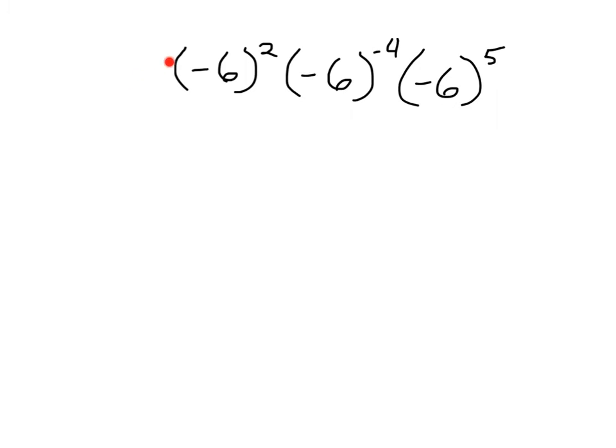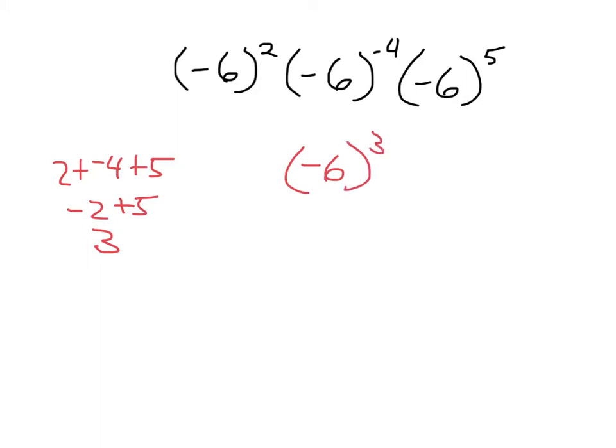In this problem, our common base is -6, so all we have to do is add the exponents. Okay, so all we have to do is simply do 2 plus -4 plus 5. So 2 plus -4 is -2, plus 5 is 3. So this final answer we could write as -6 raised to the third power. We can leave it like that.